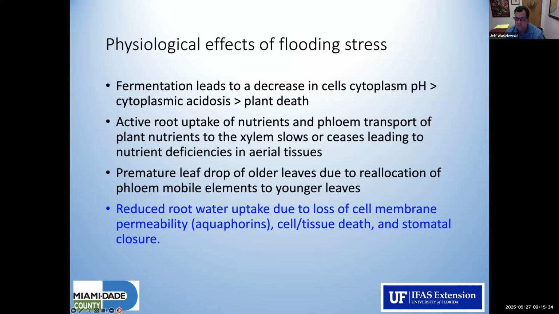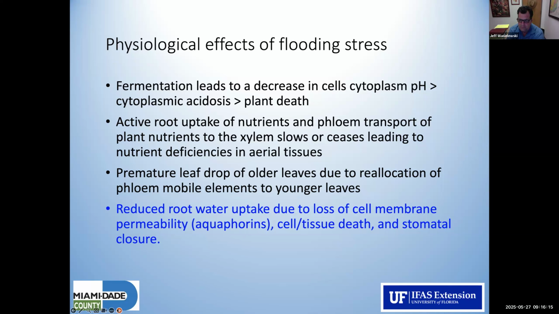Fermentation leads to a decrease in cell cytoplasm pH, so you have plant death. Active root uptake of nutrients and phloem transport of plant nutrients to the xylem slows or ceases, leading to nutrient deficiency in aerial tissues. In other words, things can't go up and down anymore. So xylem, water goes up in the xylem; phloem, food goes down. So that all gets shut down, and the tree can no longer survive. You can get premature leaf drop once you lose those leaves.